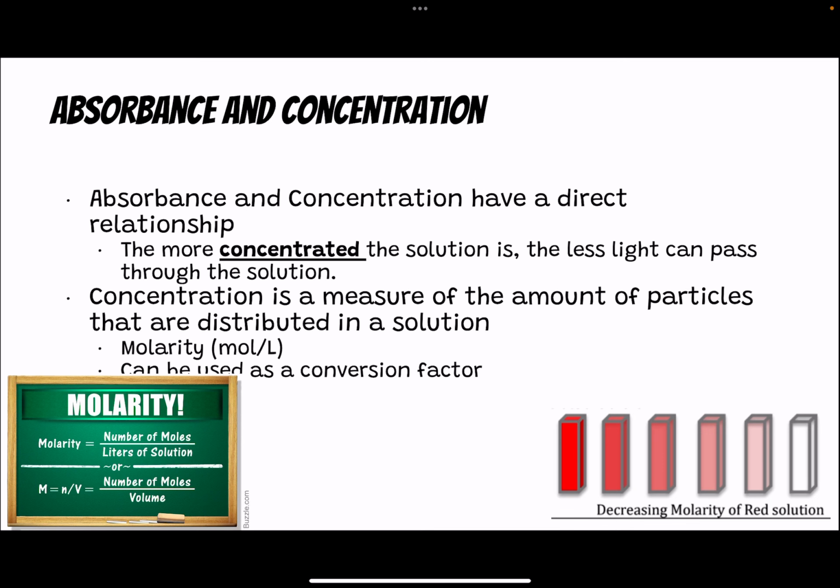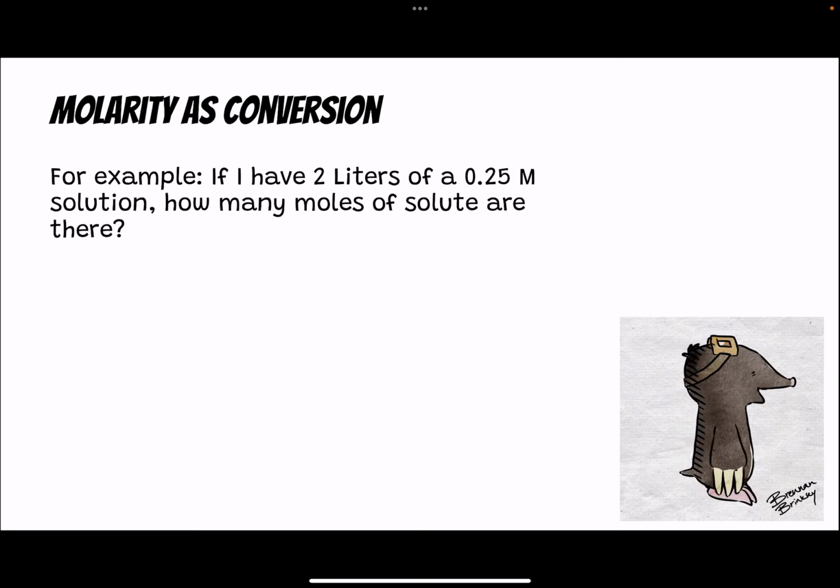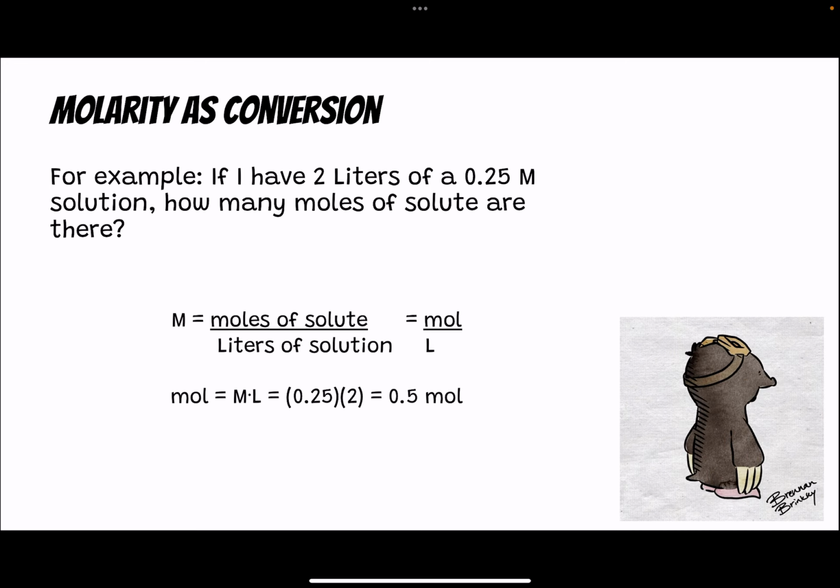The more concentrated a solution is, the less light that can pass through. So looking at this one right here, less light can pass through here, but more light can pass through here because it's not concentrated as much. It's dilute, so more light can pass through. And again, we can use molarity as a conversion factor in these problems. For example, if you have 2 liters of a 0.25 molar solution, how many moles are there? You just multiply the two together and you get your moles. So again, we can use molarity as a conversion factor.